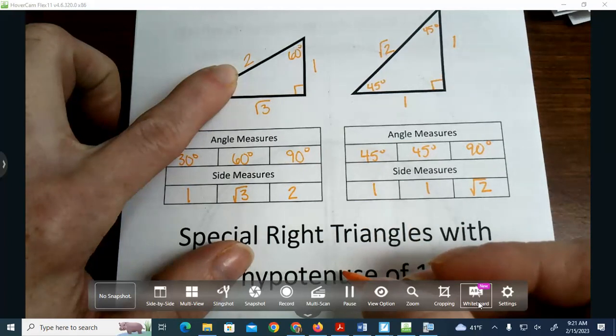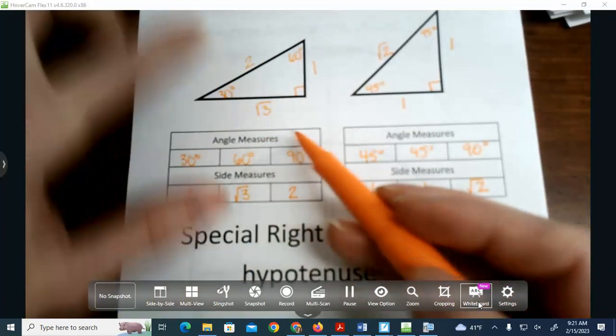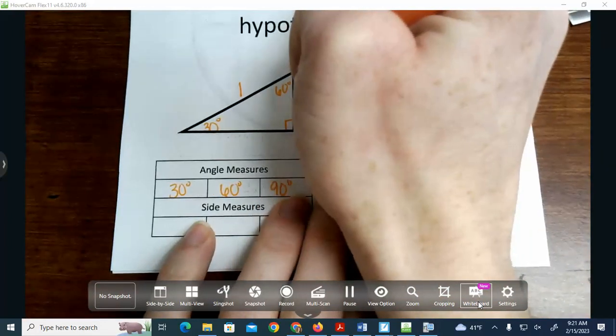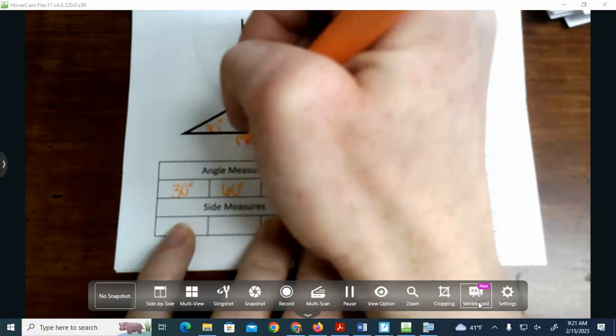We divide by 2. So to get the other sides, we'll also divide those by 2. So this side becomes 1/2. This side becomes radical 3 over 2.